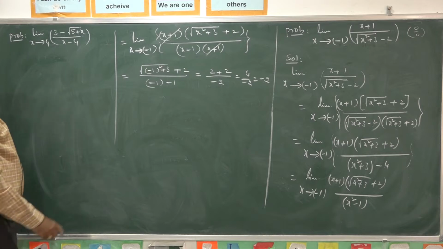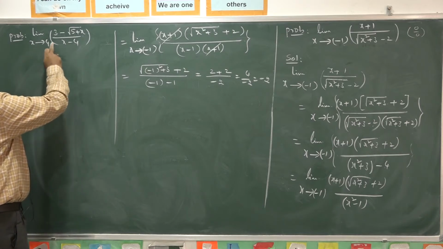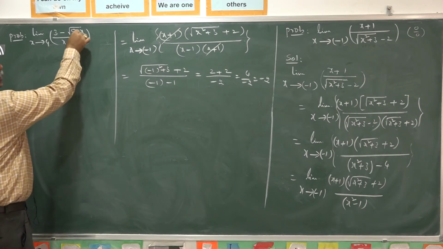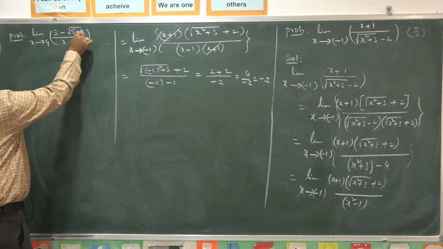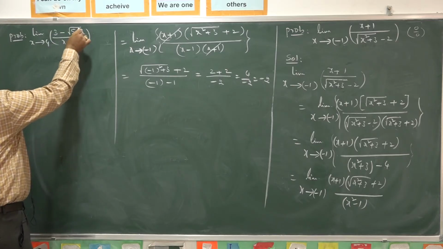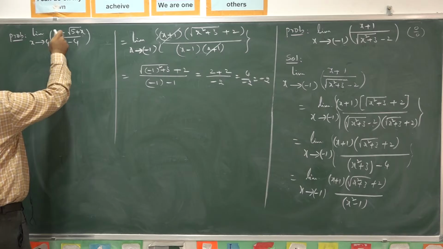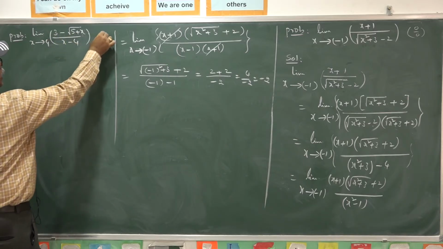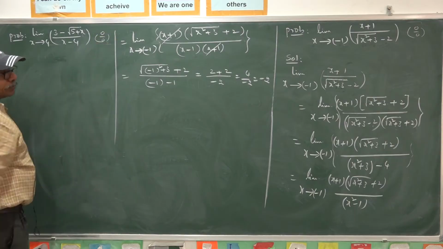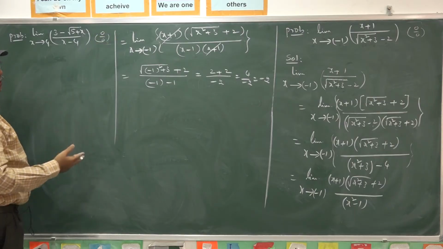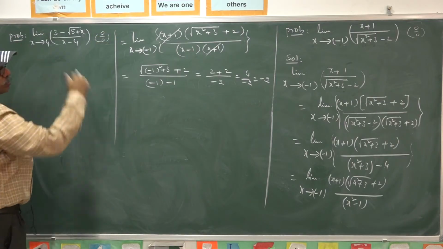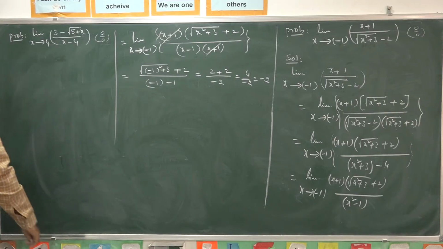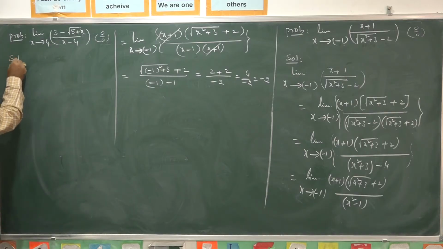As x goes to 4, clearly 5 plus 4 gives us 9, root of 9 gives us 3, 3 minus 3 is 0, divided by 4 minus 4, which is 0. Again it takes the form 0 by 0. So to avoid that indeterminate form, try to rationalize the numerator. So the given limit is here.